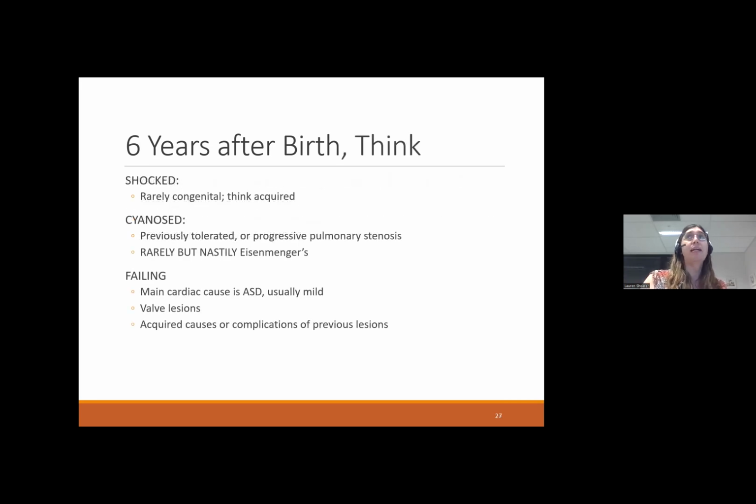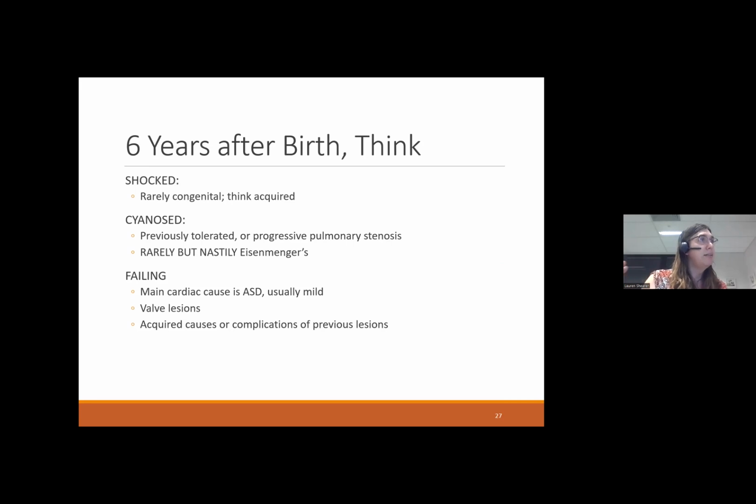If they are shocked, again, rarely going to be congenital at this point, but do think about acquired heart disease. If they are cyanosed, usually they've previously tolerated this, but we may have progressive pulmonary stenosis. Very rarely, but very nastily, these might be the earliest presenters with an Eisenmenger physiology, where the patient has had a previous shunting lesion, but have damaged their pulmonary vasculature to the point where the shunt has started to reverse.